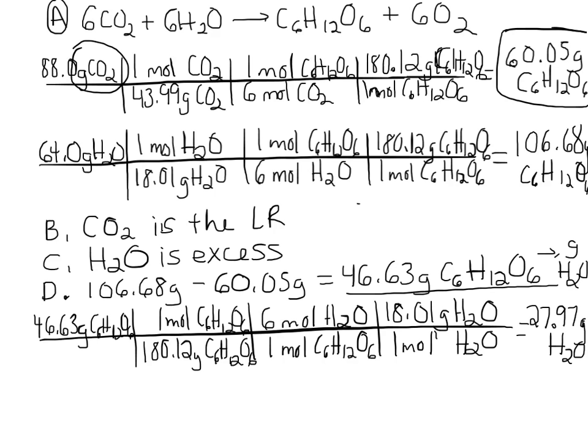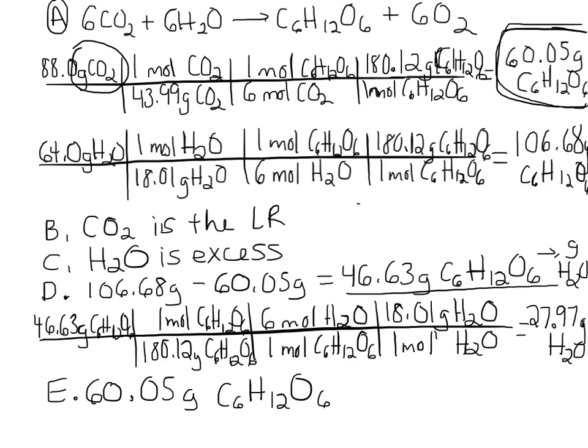Okay, very last thing is letter E, and this is kind of random, but it says determine the mass of glucose produced. You go back up to the equation, and we already circled it. It's right up here, and answer E was 60.05 grams. And you didn't make any more than that because at this point the reaction would have stopped. Okay, you're all done.